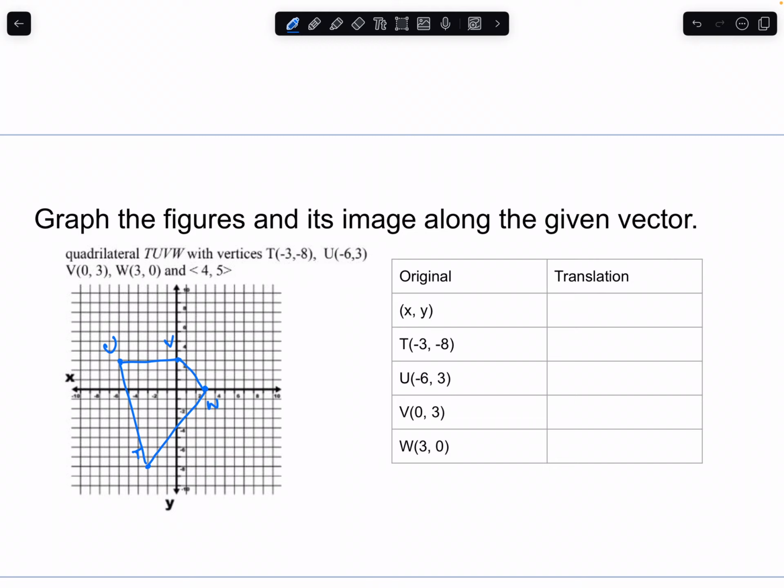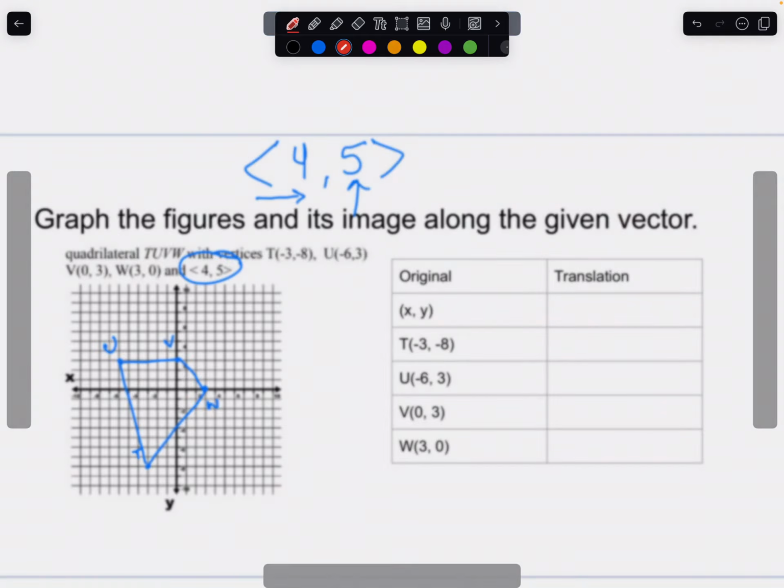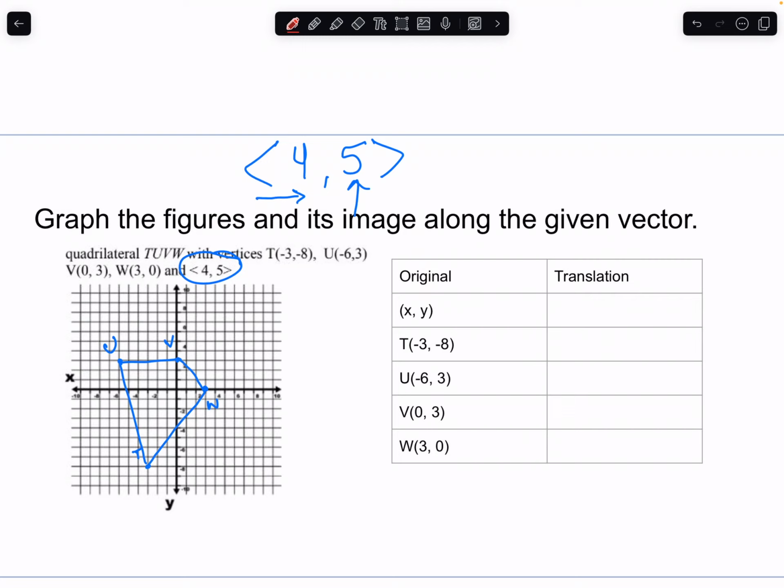Now this quadrilateral is going to be shifted using that vector. So what does that mean? It means that since we have a +4, we're going to be moving 4 units to the right. And since we have a +5, we're going to be shifting this unit 5 units up. So you could literally go onto the graph and count 4 spaces to the right, 5 spaces up for each point. I can start with V.